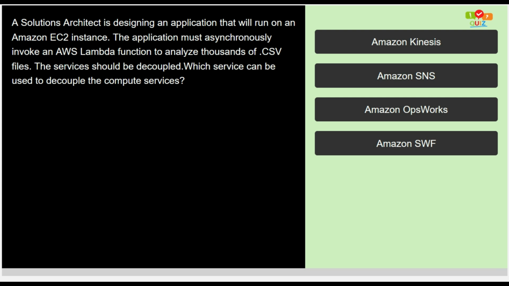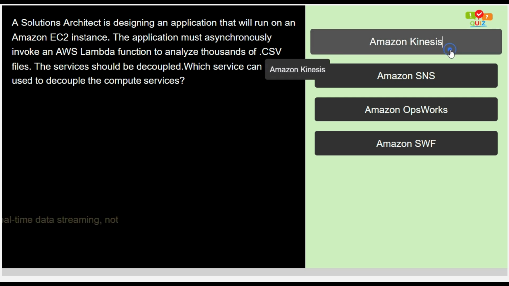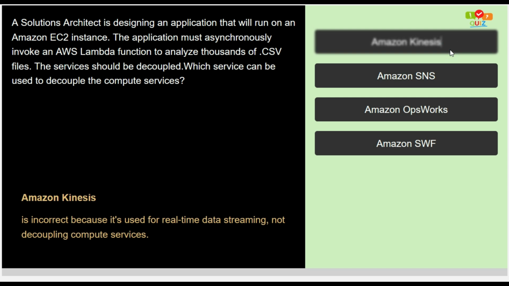Time up. Now let us analyze the answers. Option 1, Amazon Kinesis, is incorrect because it's used for real-time data streaming, not decoupling compute services. Alright, so option 1 is the wrong answer.